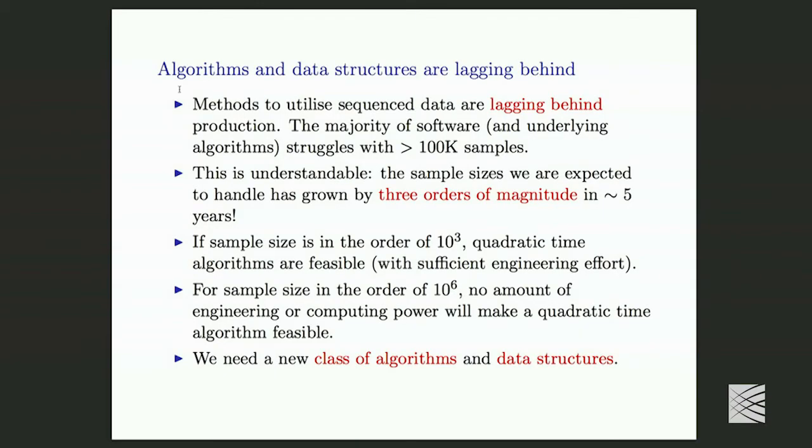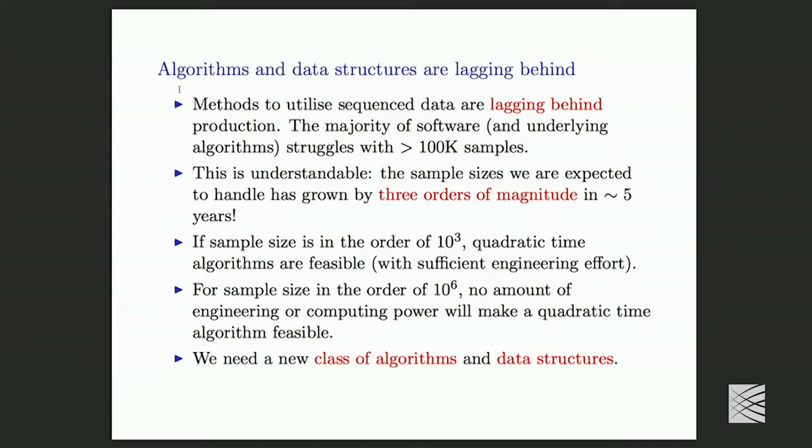And the problem, I think, is that the methods and the algorithms and the data structures that we have for dealing with variation data are lagging significantly behind our ability to produce variation data. And I think it's fair to say that the majority of the software that we have and the majority of the algorithms underlying the software will struggle with 100,000 samples and more. And this is perfectly understandable. We've gone from having sample sizes of 1,000 to sample sizes of roughly 1 million in about 5 years, which is an astonishing growth.